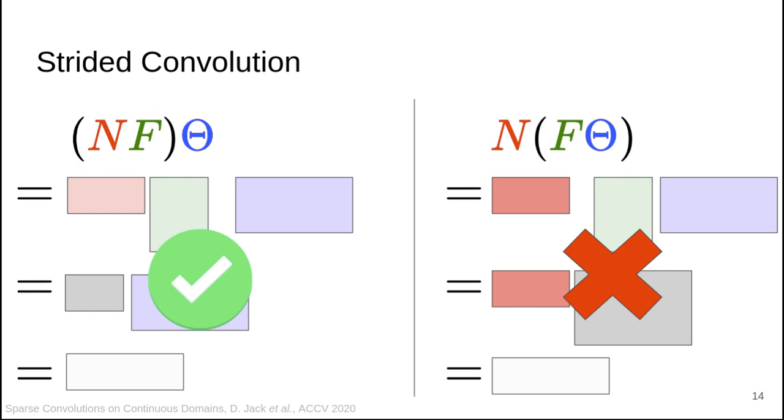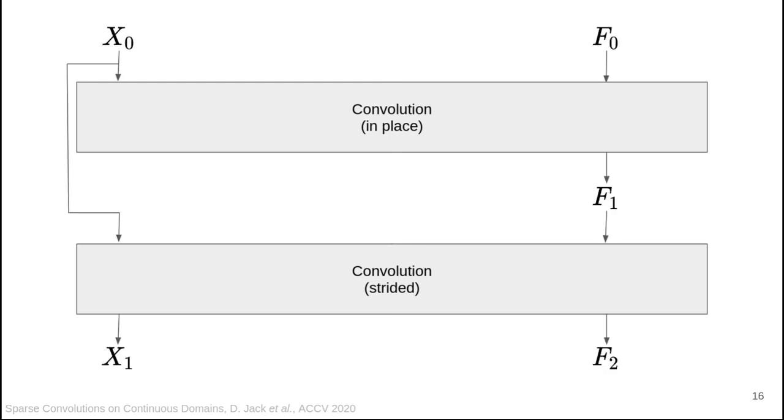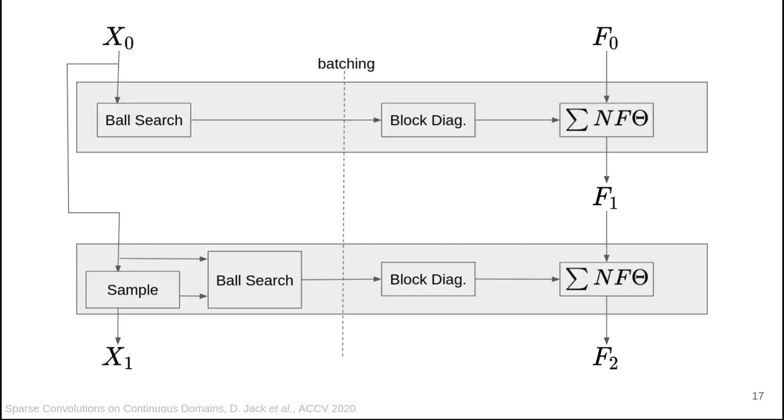The opposite is true when the input set is a subset of the output set, in situations analogous to transpose convolutions. Now, most typical image CNNs are made up of alternating blocks of in-place and strided convolutions. We can mimic this architecture for sparse inputs.